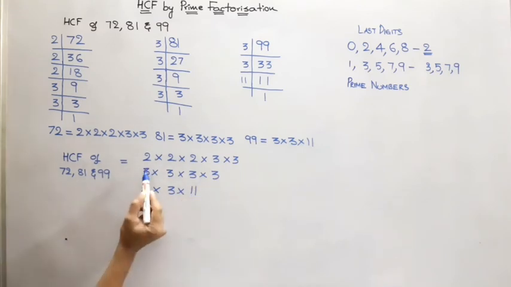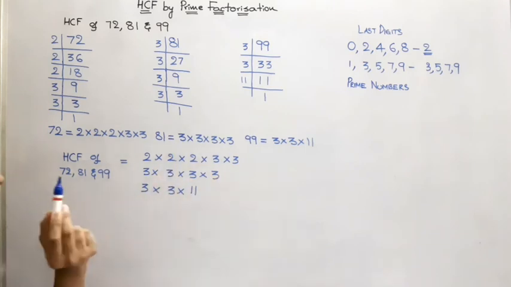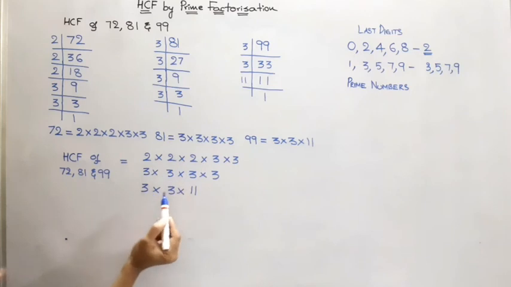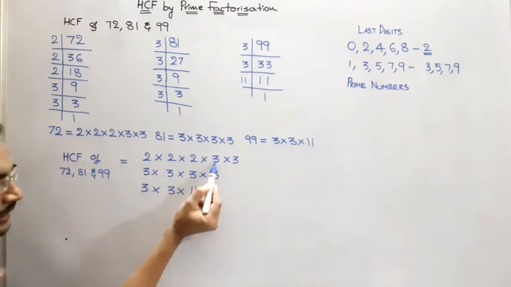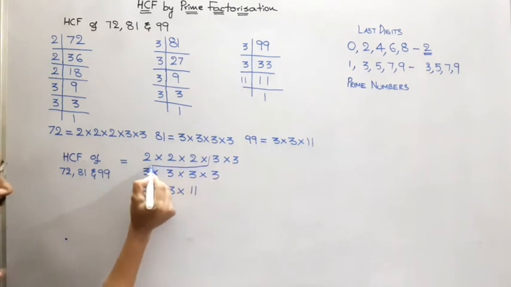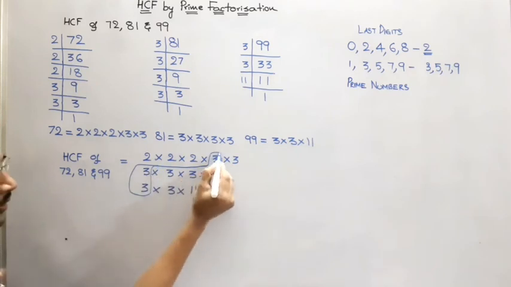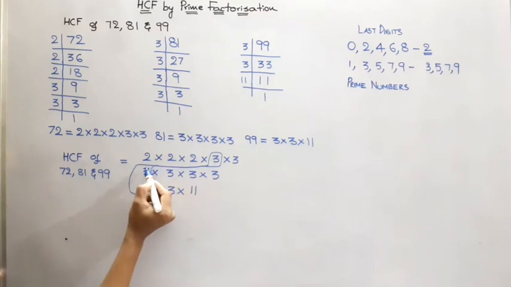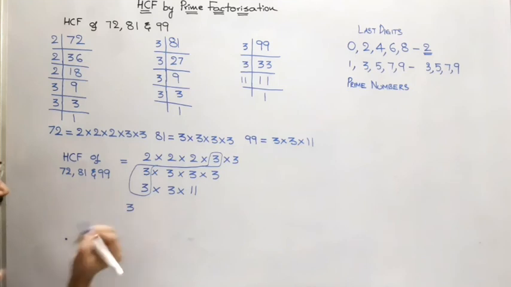Now look. First we have 2, but 2 is not available in the next 2 prime factorizations, so leave it. 2 not there, 2 not there. Check 3 here, 3, 3 and 3. So we can take this as a combination like this. Okay. So we have 3 numbers, and in all the 3 numbers we have 3 as a common factor. 3, 3, 3. So of which we are going to take 1, 3.